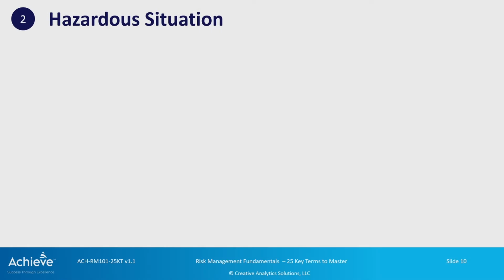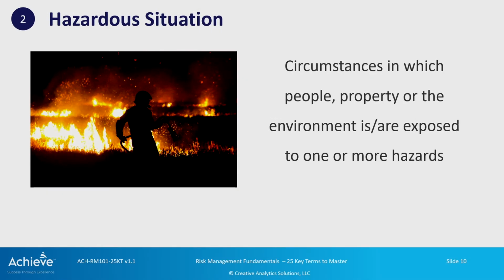The term hazardous situation is defined in the ISO 14971 standard as circumstances in which people, property, or the environment is exposed to one or more hazards. Most of the time we focus on people, either users or patients, but understand that within the context of ISO 14971, property or the environment are also included as part of hazardous situation analysis.